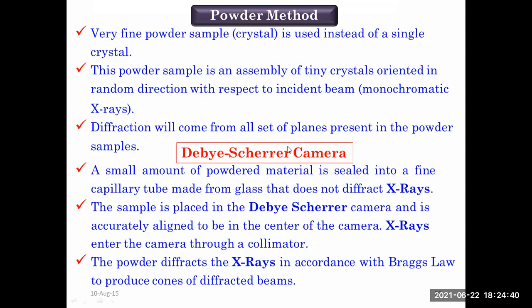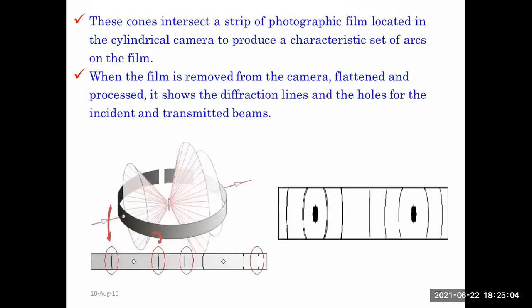The camera that we are using is the Debye-Scherrer camera, which was discovered by these two scientists. In a Debye-Scherrer camera, a small amount of powdered material is sealed in a fine capillary tube, which is made of glass and does not actually diffract the X-rays. This sample is placed in the Debye-Scherrer camera, and it is accurately aligned at the center of the camera. So the powder will be diffracted.